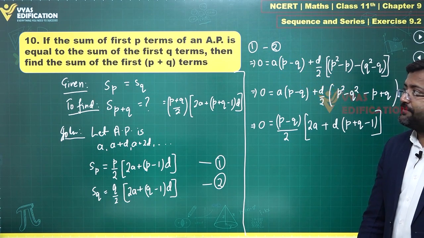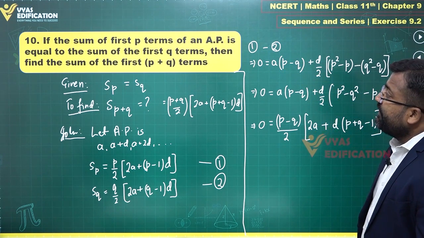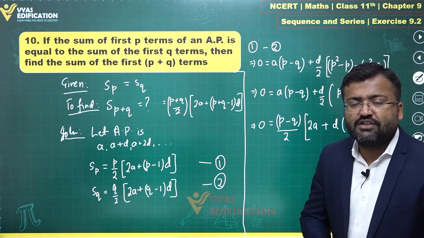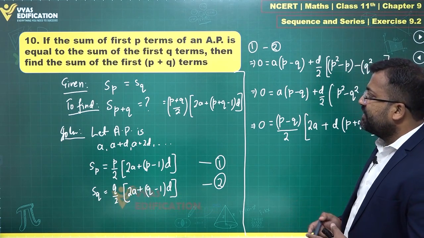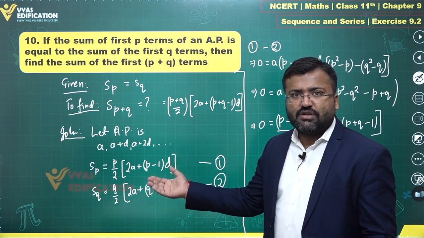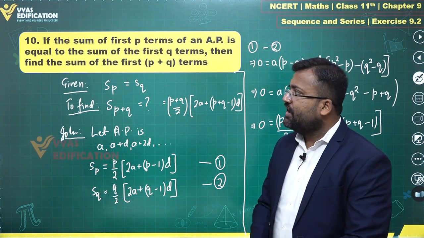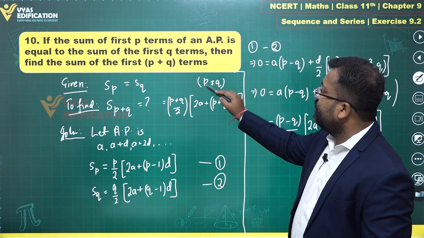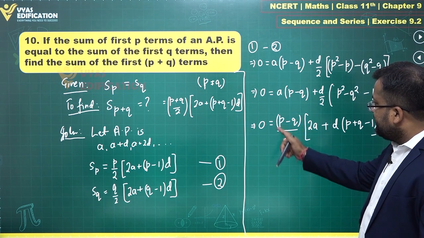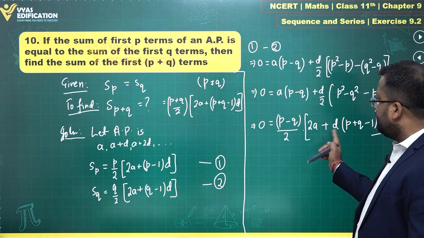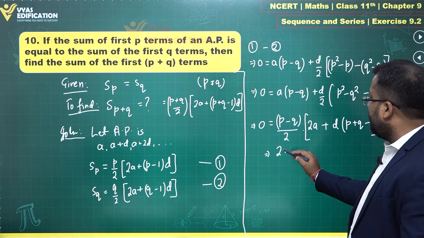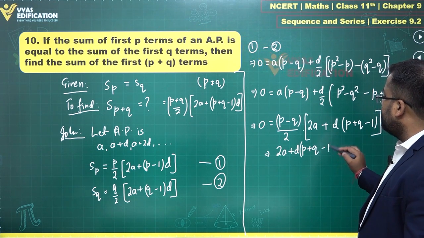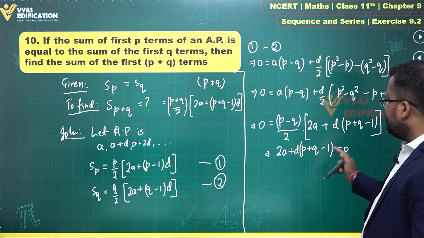Very close. Yes. Sum of first P terms of an AP is equal to sum of first Q terms. The person should have mentioned that P is not equal to Q, but you observe that sum of P terms is equal to sum of P terms, so that will not be any condition. For here, S of P is equal to S of Q implies that P is not equal to Q. And since this is non-zero, the product of these two is 0, therefore this will be 0. 2A plus D times P plus Q minus 1 will be 0. This is 0.